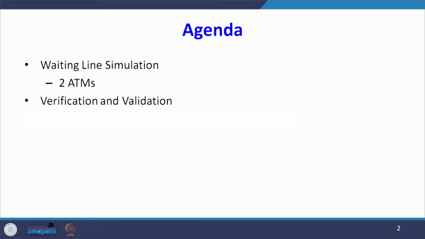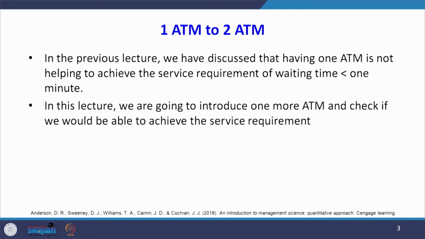So, the agenda for this lecture is waiting line simulation with two ATMs. After that, verification and validation. In the previous lecture, we discussed that having one ATM is not helping to achieve the service requirement of waiting less than 1 minute. So, in this lecture, we are going to introduce one more ATM and check if we would be able to achieve the service requirement.